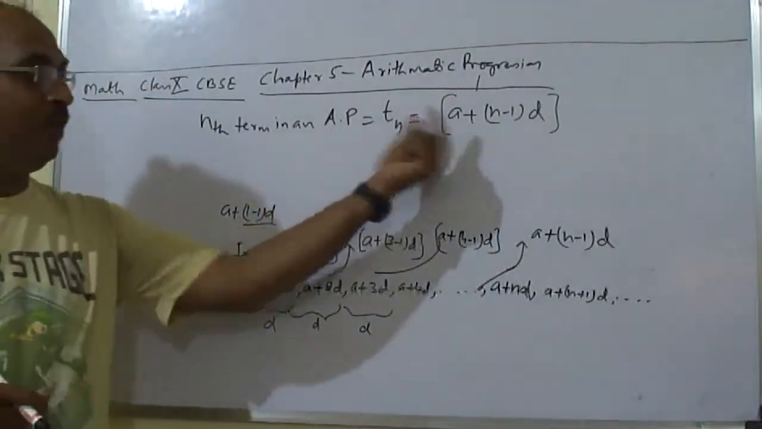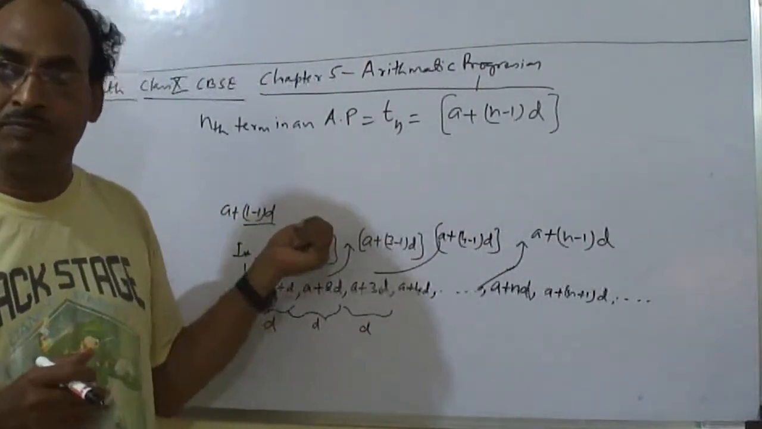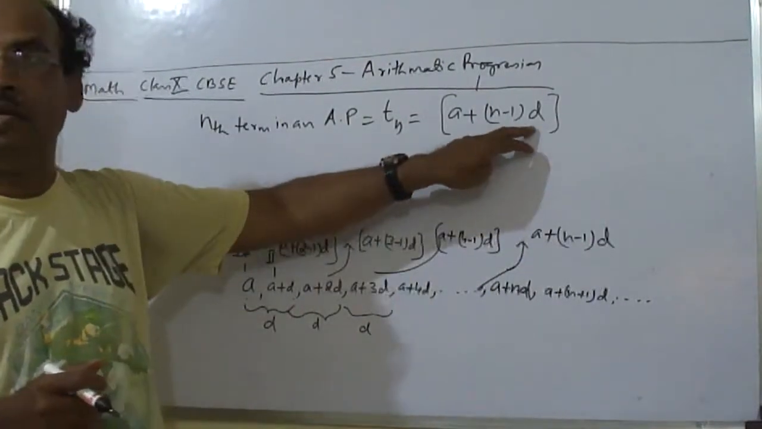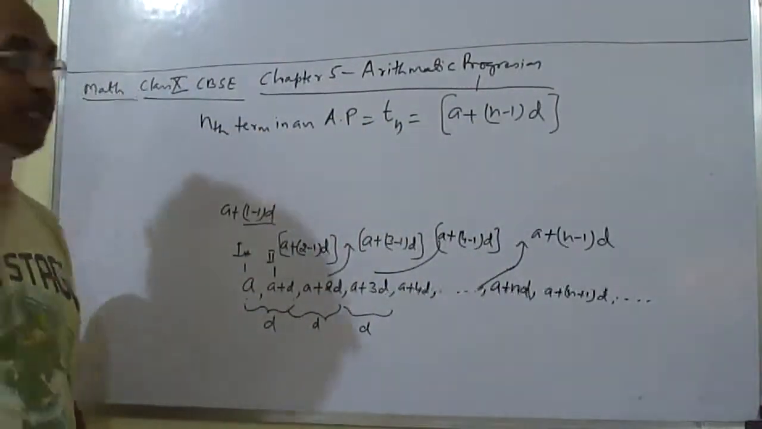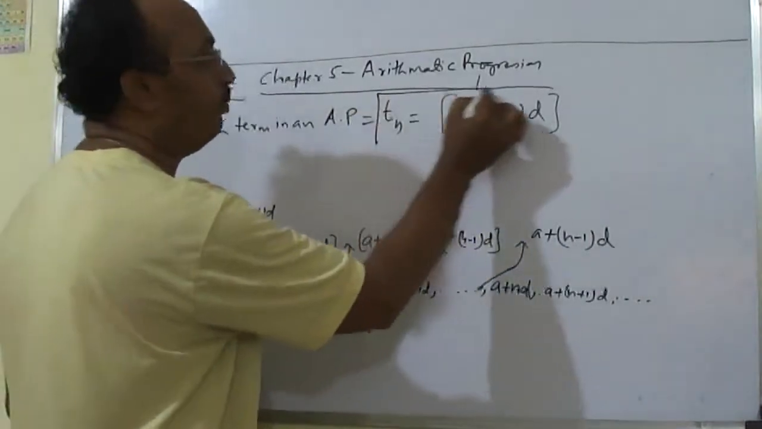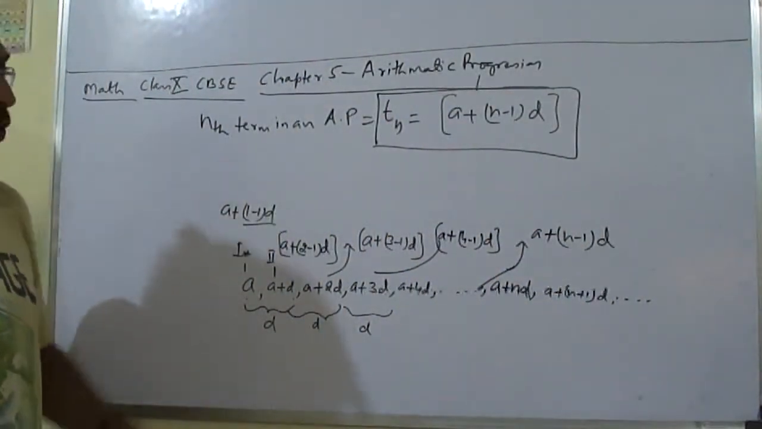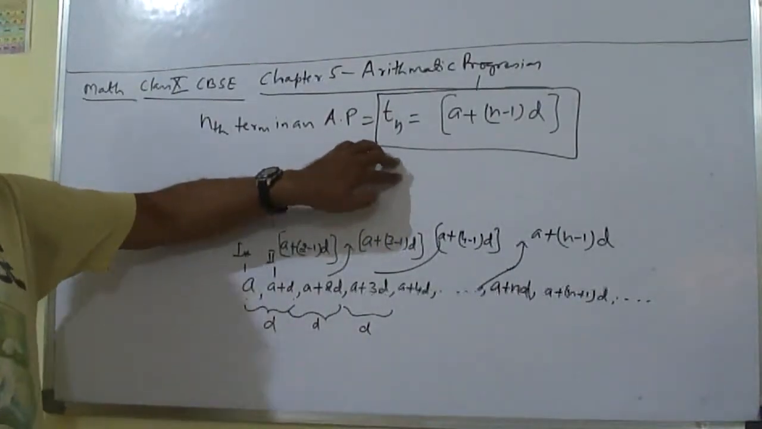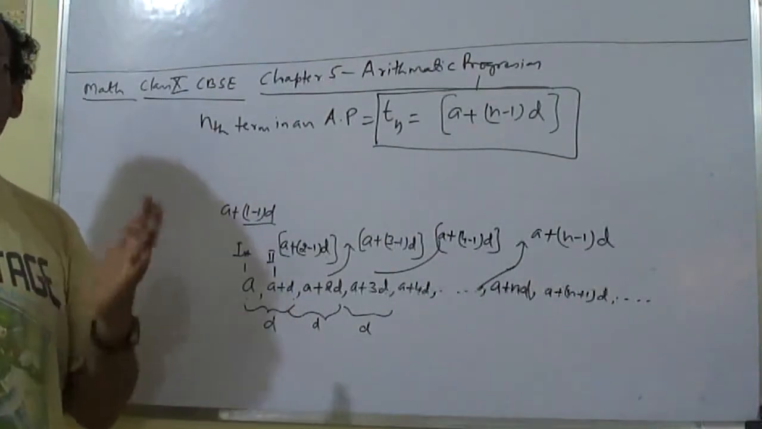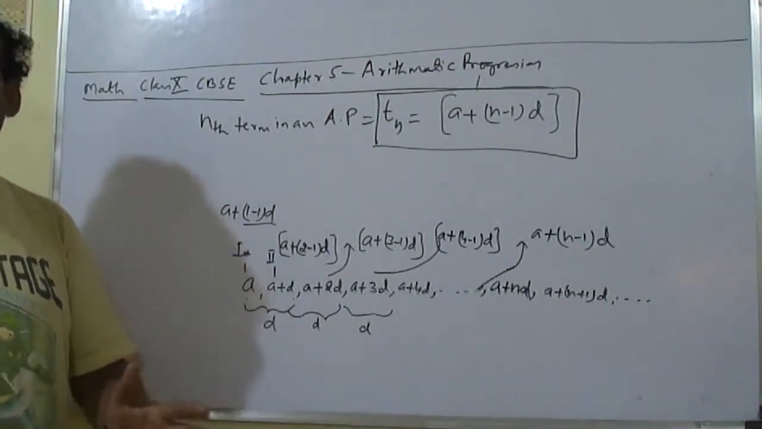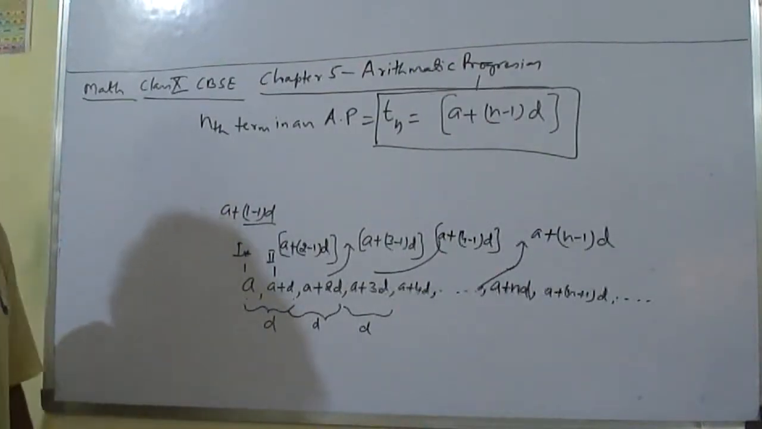So if we are given A plus n minus 1 D, we can find any term. This is the formula which you have to remember. Now suppose you want to find a term. Which term do you want to find? The 50th term.